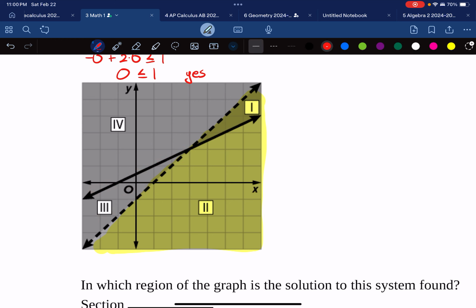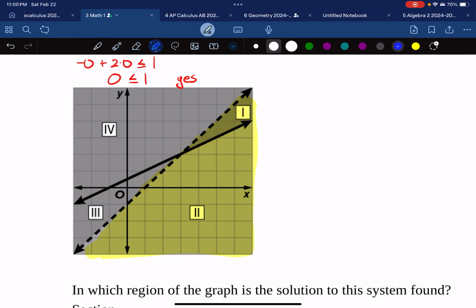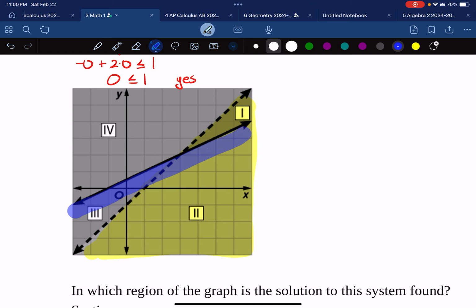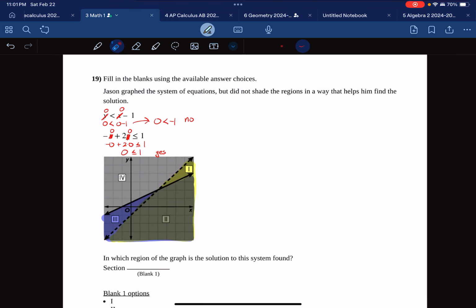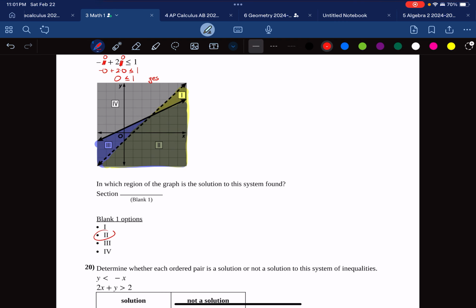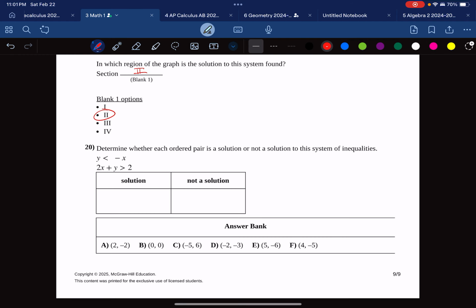And let me do a shading in color of like blue or something. So if I go like that, like that, like that, and that, all of that stuff is shaded in. Shading is fun with technology. Okay, and where do those two shaded regions overlap? It overlaps in this region right here, which is known colloquially as region 2. The correct answer here is region 2. 2 in Roman numerals.